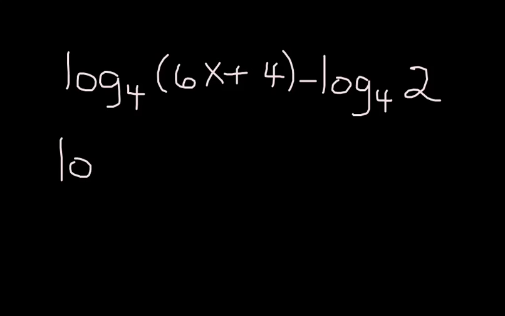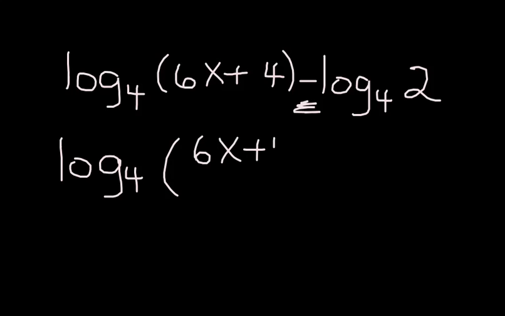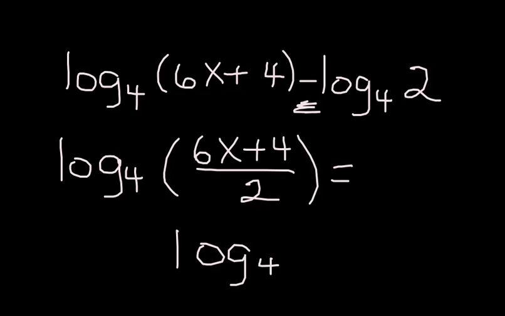Now let's apply the rule we know, or the property we know, and that is that subtraction in this case becomes division. So we do 6x plus 4 divided by 2, and that would be equal to the log base 4 of 6 divided by 2 is 3x, 4 divided by 2 is 2. And we have simplified that log into a single expression.